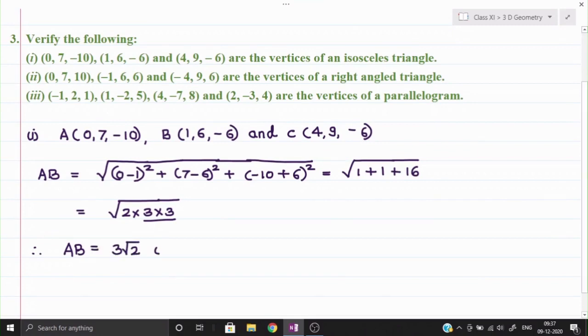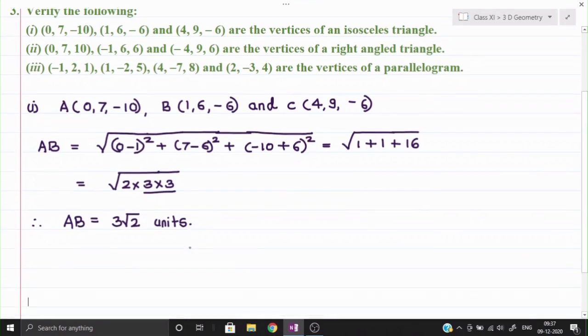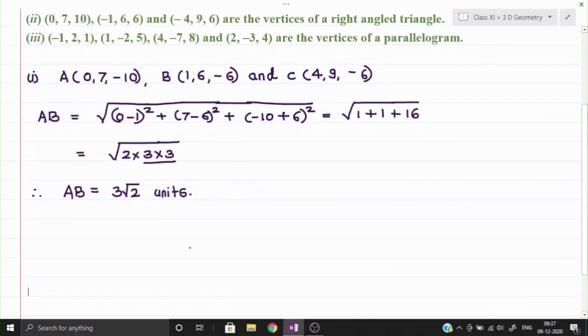Now similarly we shall find out the second value. Now the second value is BC. If the value of BC also comes 3 under root of 2, then we can say that the triangle is equilateral and we need not find out the third value in that case. Suppose if the second value, BC, doesn't come equal to AB, then we shall go to the third value. So here let us find out the second value BC.